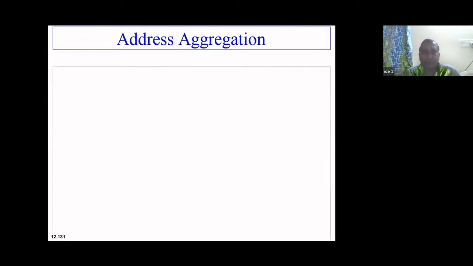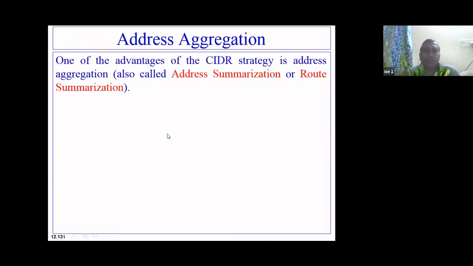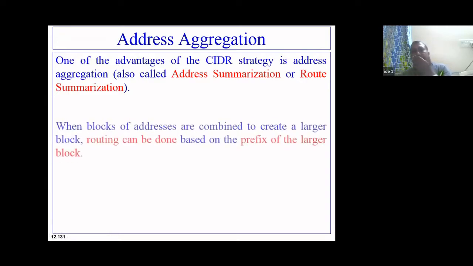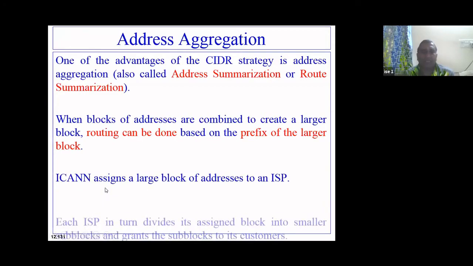Now we will go for aggregation of the addresses. This is also called the advantage of the CIDR strategy. It is called address summarization or route summarization. In this case, when block addresses are combined to create a larger address, routing can be done based on the prefix of the larger block. This is what has been done.